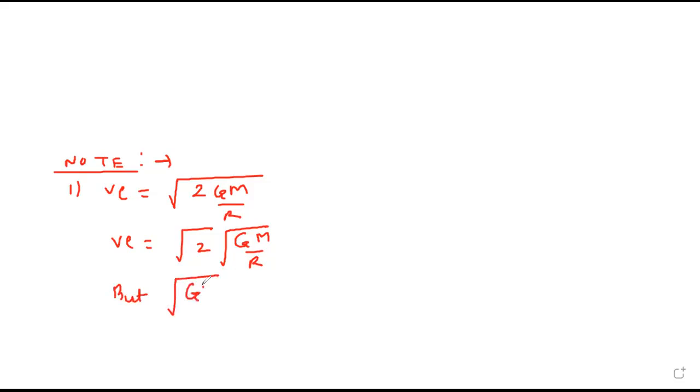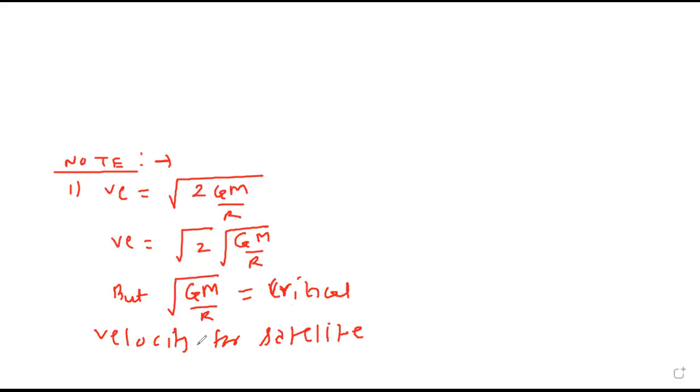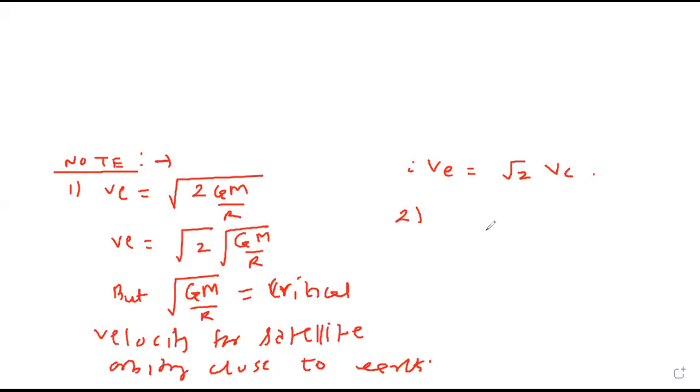What is root of GM by capital R? Critical velocity. Critical velocity for a satellite orbiting close to Earth, because it is close to Earth and r is small. So can I say, therefore, VE is root 2 times the critical velocity of a satellite orbiting close to Earth? Can I say like this?